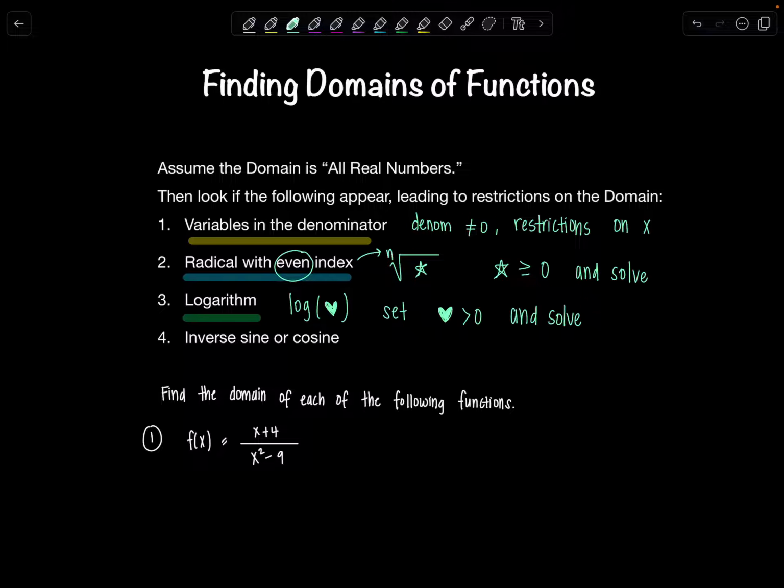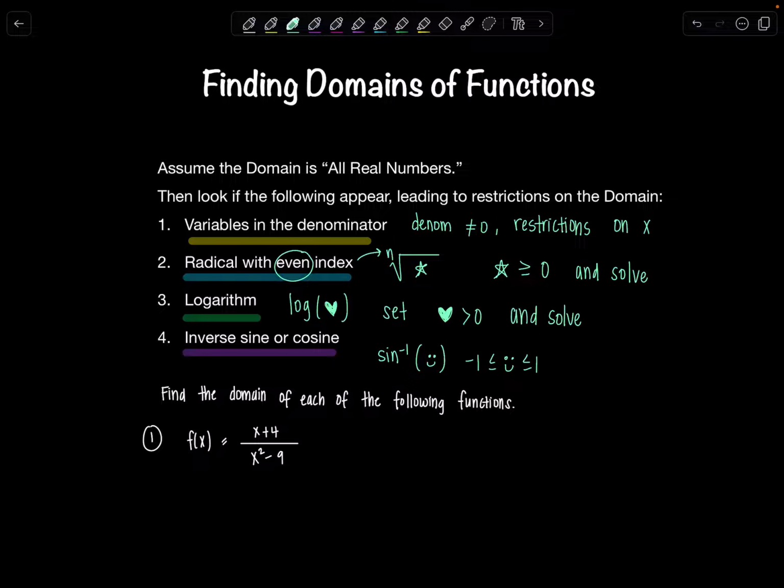Last thing, doesn't come up too often, but I did want to have a very comprehensive list, is if you see inverse sine or inverse cosine. Sometimes we write it arc sine, arc cosine. In that case, if you have inverse sine of some quantity, here we'll put a happy face, well, the happy face has to be between 1 and -1. So think about it this way. The domain of inverse sine or inverse cosine is the range of sine or the range of cosine, which is bounded between -1 and 1.